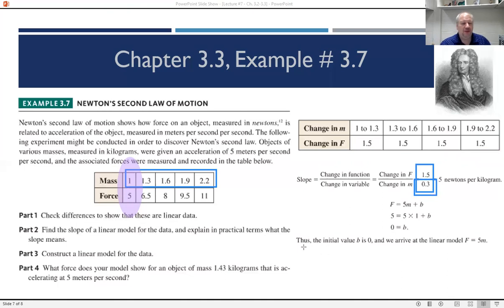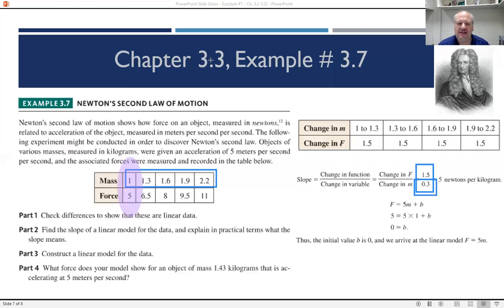Remember, when you're doing a point-slope approach and you have many points to choose from, take the shortest path. (1,5) is much easier than (1.3, 6.5). Try to use the easy way. That being the case, (1,5) is the point I'm going to use. I know that the slope is going to be 5.